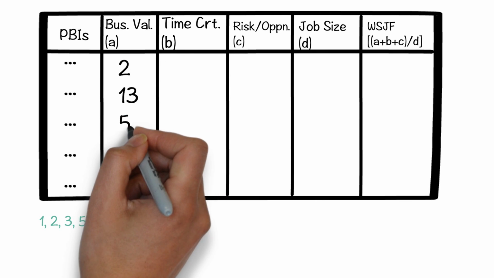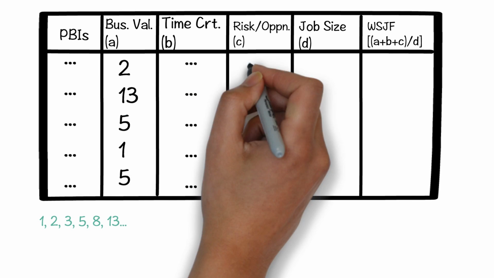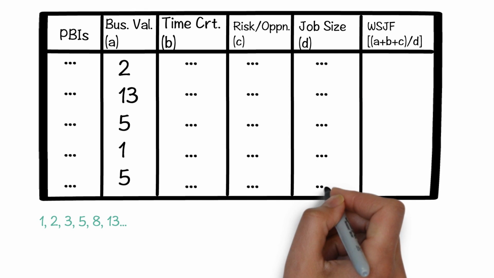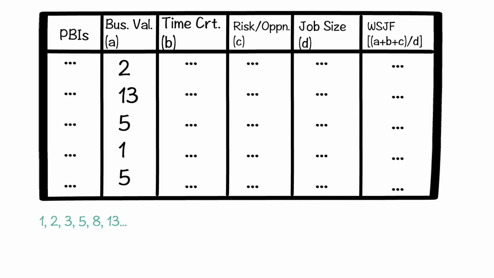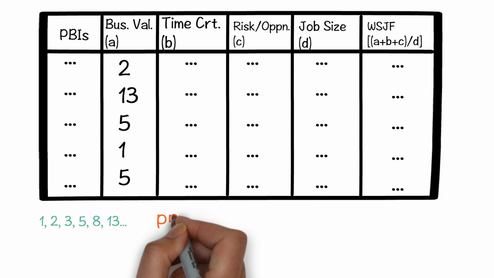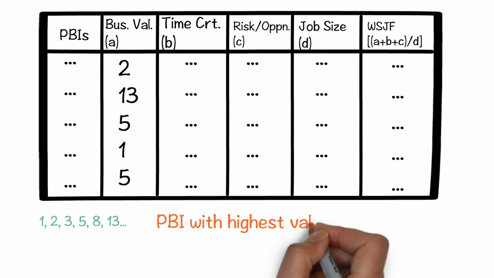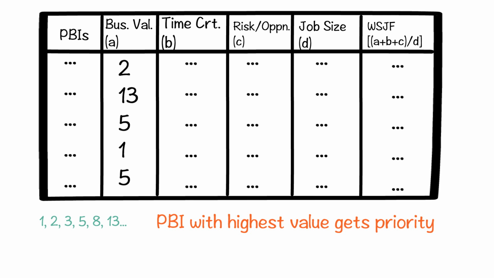Once you are finished with the business value, you would move to the next column and so on until the table is filled. WSJF is then calculated based on the formula cost of delay divided by effort. Whichever PBI has the highest value of WSJF would get the highest implementation priority.